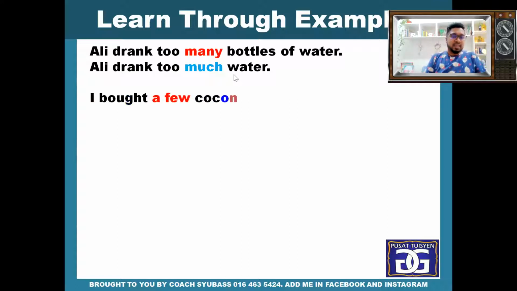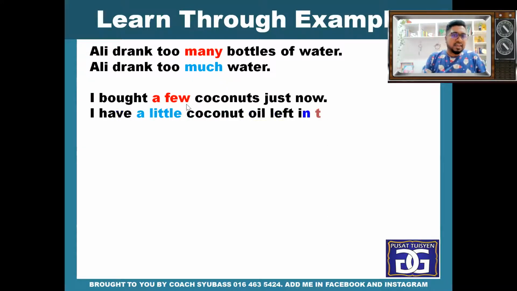Let's move on. I bought a few coconuts just now. Saya telah membeli beberapa coconuts, kelapa just now. Kelapa boleh kira. So when you can count, you are allowed to use a few. Kalau tak boleh kira, I have a little coconut oil left in the bottle.